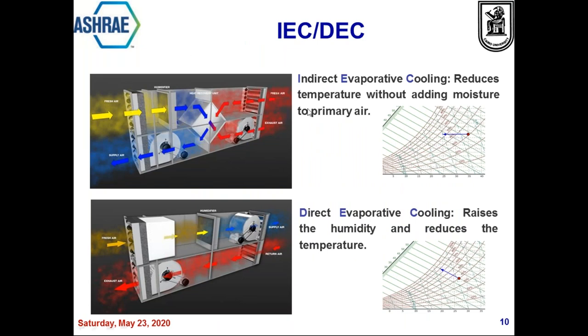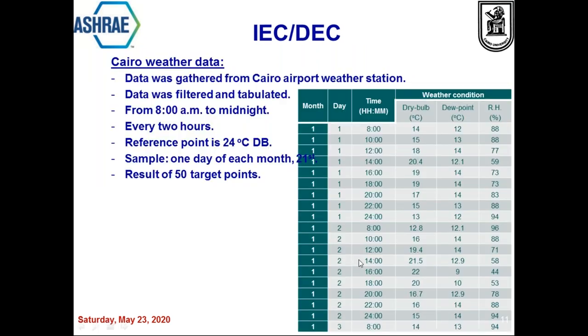Here we have an example of indirect evaporative cooling, where you have a heat exchanger with primary air and secondary air in this facility, and you keep cooling this way. Or you have direct evaporative cooling by spraying water, and then you follow this process. I guess we all studied these two processes in third year mechanical. So now we are looking at the combination of indirect and direct evaporative cooling.